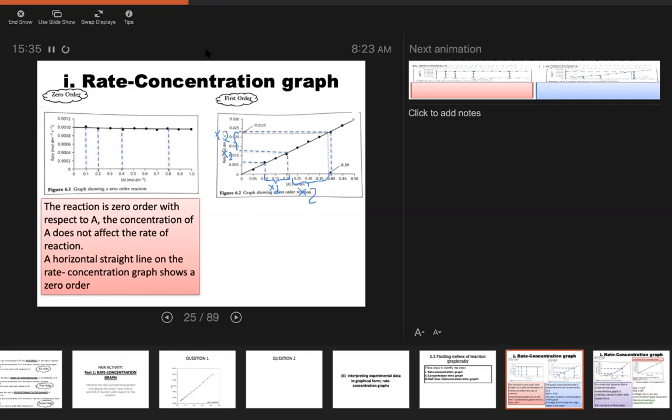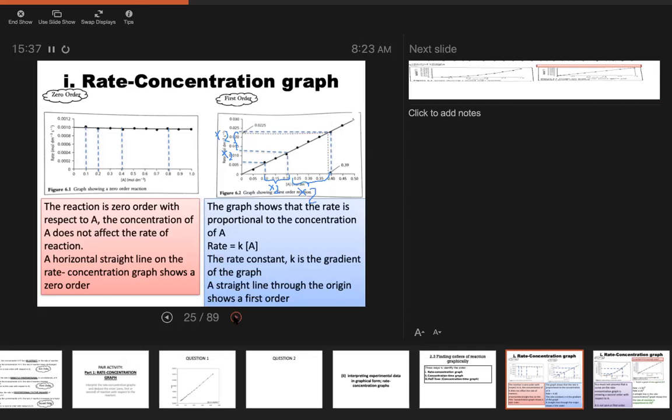Okay, so that is how you identify a reactant that has a first order. The graph shows that the rate is proportional to the concentration of A. The rate constant K is the gradient of the graph. For a reactant that is first order, just remember that it is a straight line that passes through the origin. Why? Because if you look at this, rate is equals to K times A.